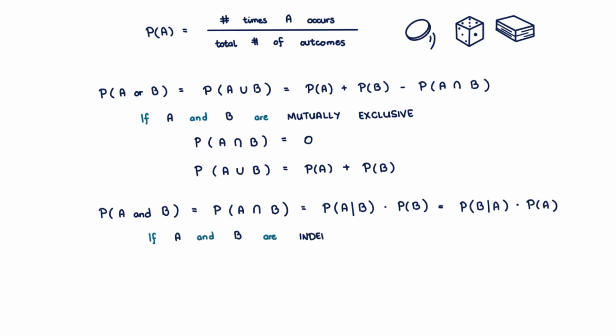If A and B are independent events, the probability of A given B is equal to the probability of A, because it doesn't matter whether B occurred or not. And we could also write that the probability of B given A has occurred is equal to just the probability of B. This is if they are independent events. But the events in our sample problem are not independent of each other.